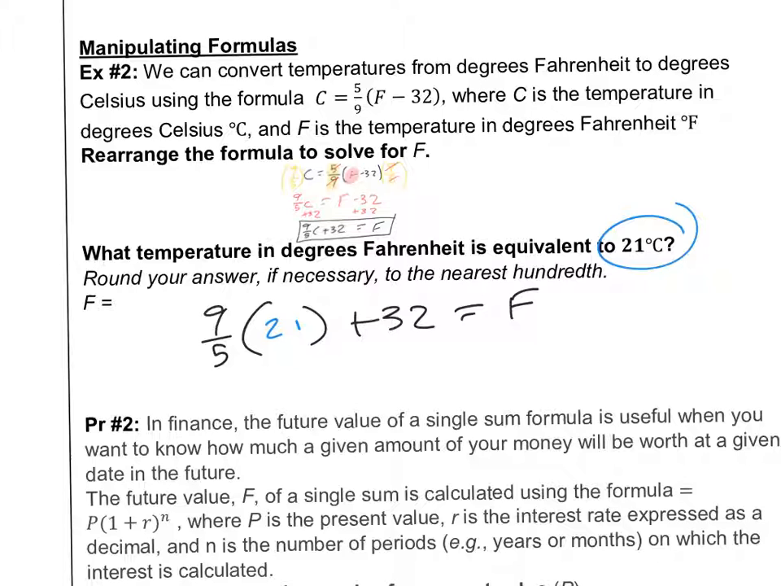This is not a nice, neat number, unfortunately, but I could do 9 times 21 divided by 5. I could do 9 divided by 5, then times 21. Any way I do that, I end up with 37.8. So this is 37.8. You could go to your calculator and do it yourself. Plus 32 equals Fahrenheit. 37 plus 32 makes 69, and then we also have a 0.8 there, so this ends up being 69.8 degrees.